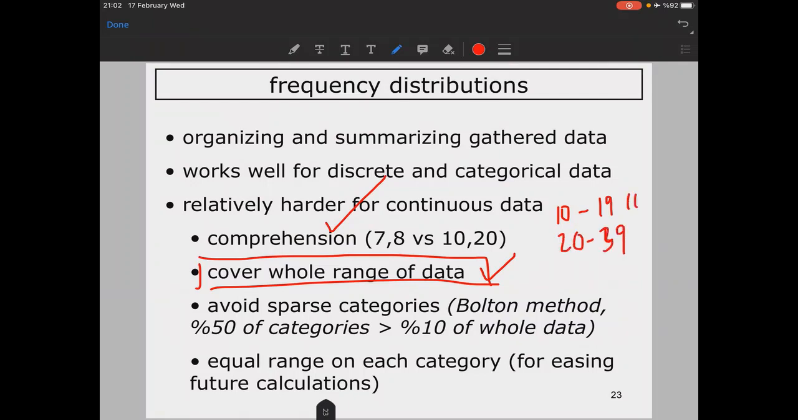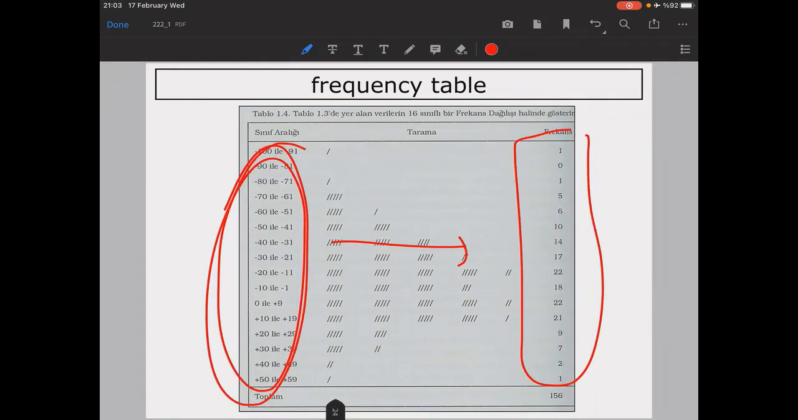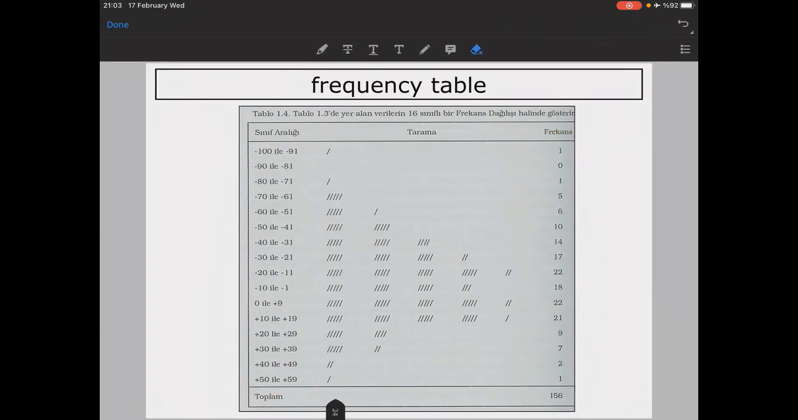So here it is 10, then here it is 20. Again, it's not very practical for calculations later, right? Now let's take a look if our categorized data fits these categories or not. We first check whether the categories are given in an easy to comprehend manner. You see, it's very nice.